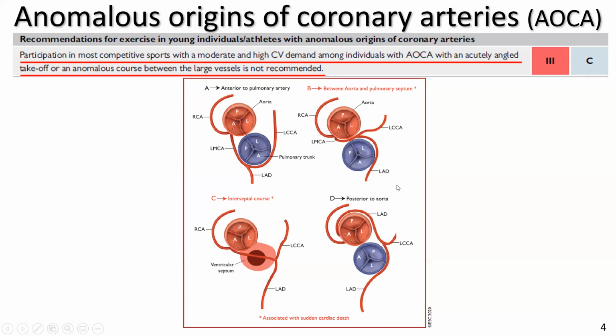So with anomalous origins, it really depends on the course that these arteries traverse in relation to the major landmarks of the aortic valve and the pulmonary valve. Participation in most competitive sports with moderate and high CVD demand among individuals with anomalous origins of coronary arteries with an acutely angled takeoff or an anomalous course between the large vessels, that is the large valves, is not recommended. So not recommended means recommendation 3, but again, low level of evidence and really based on expert opinion.